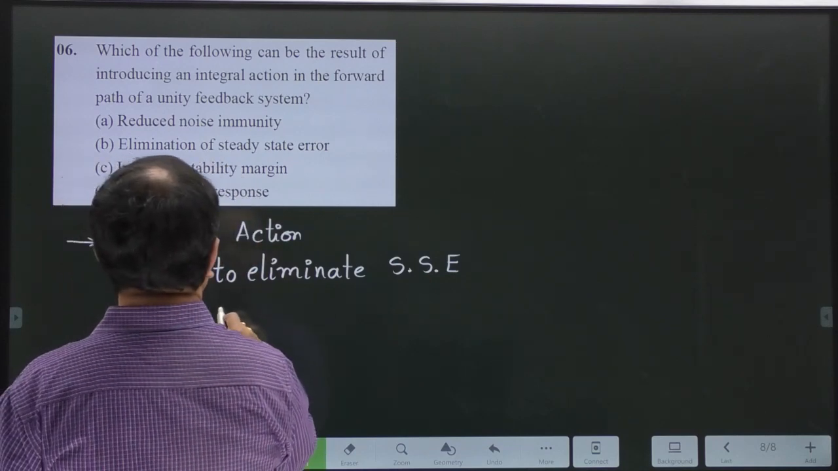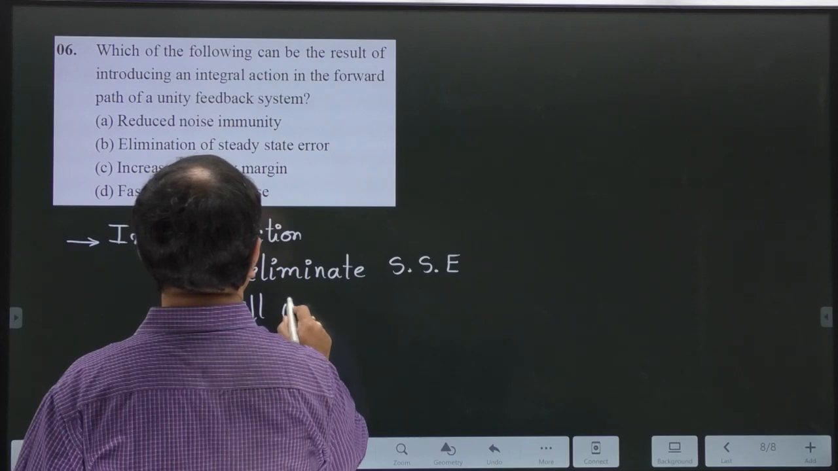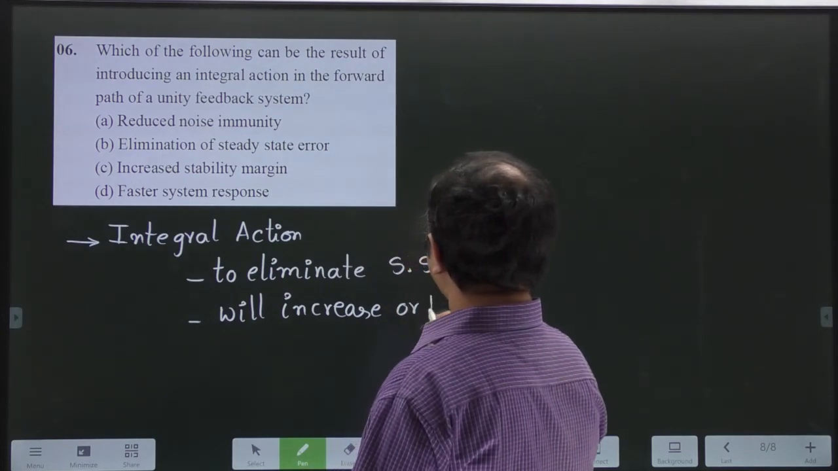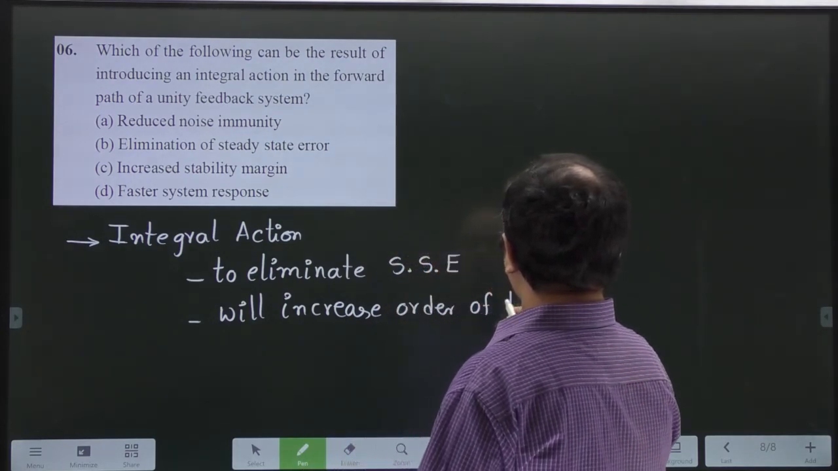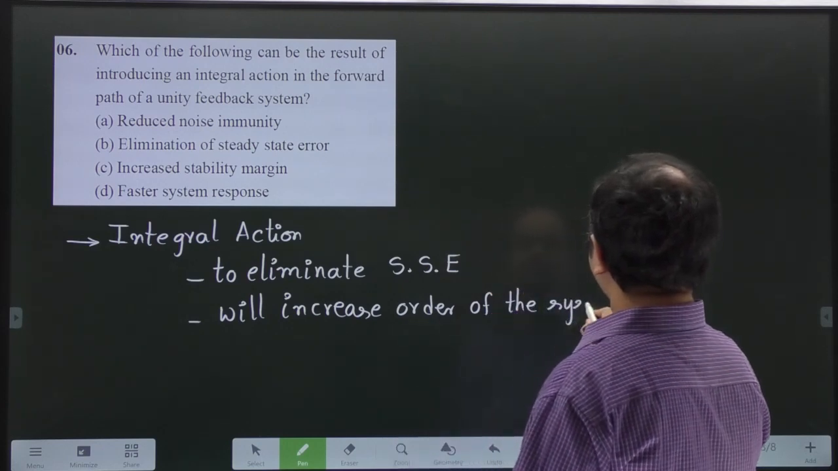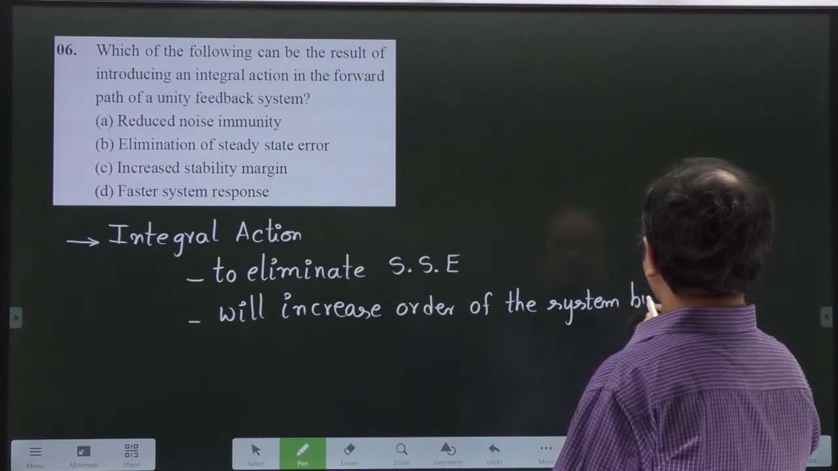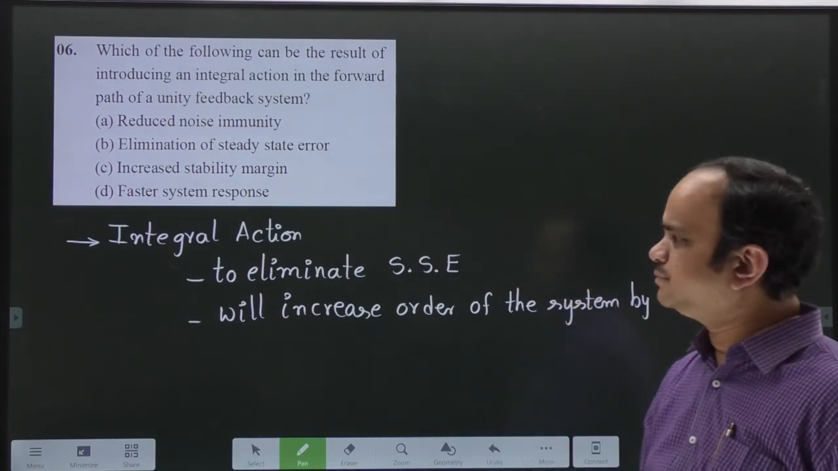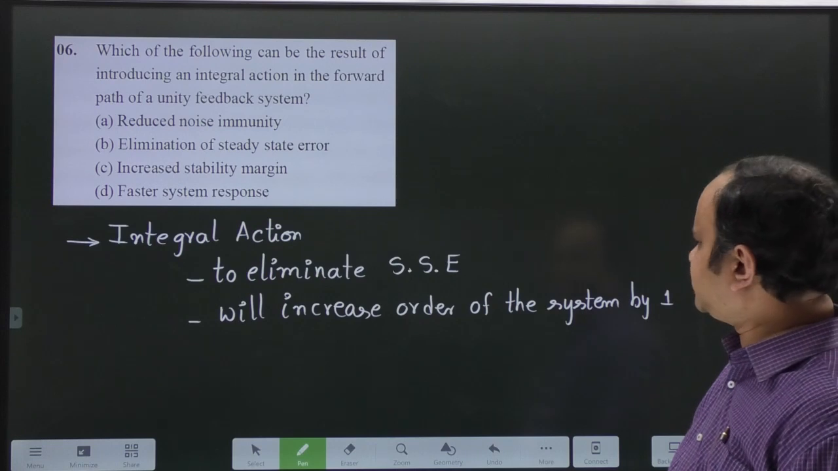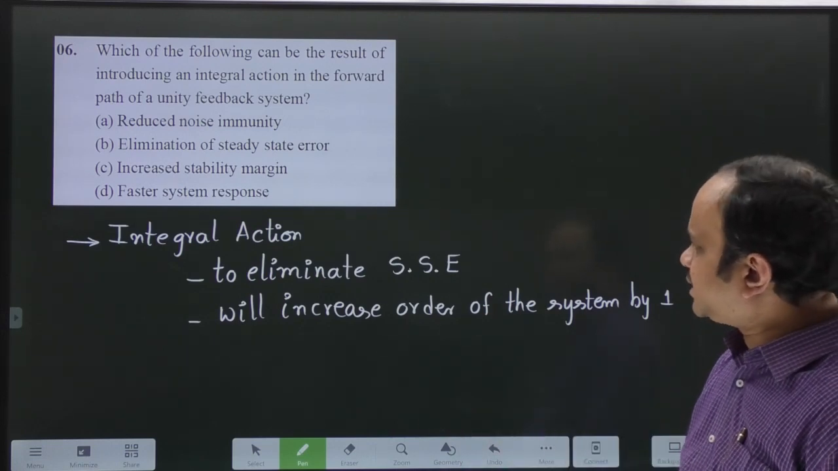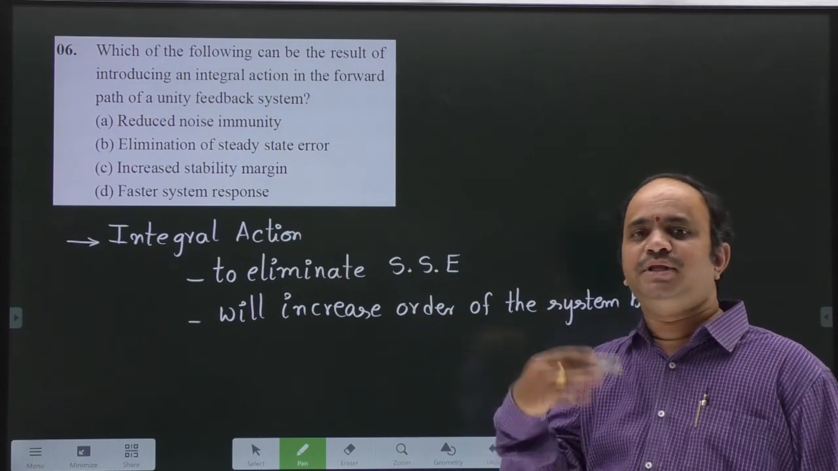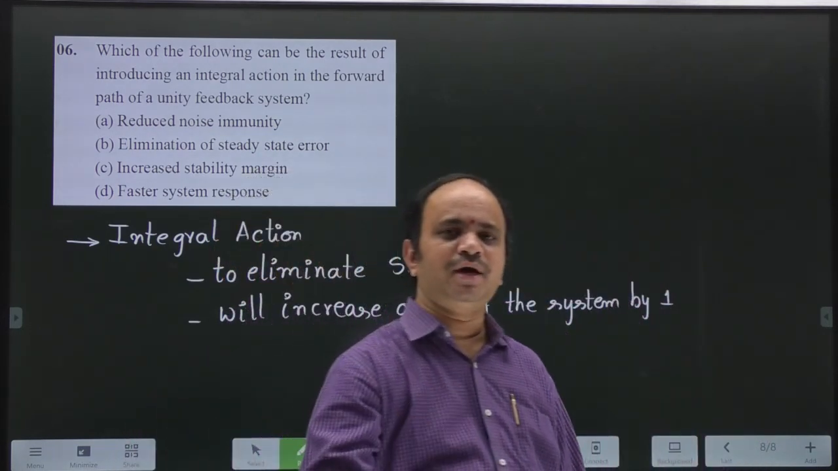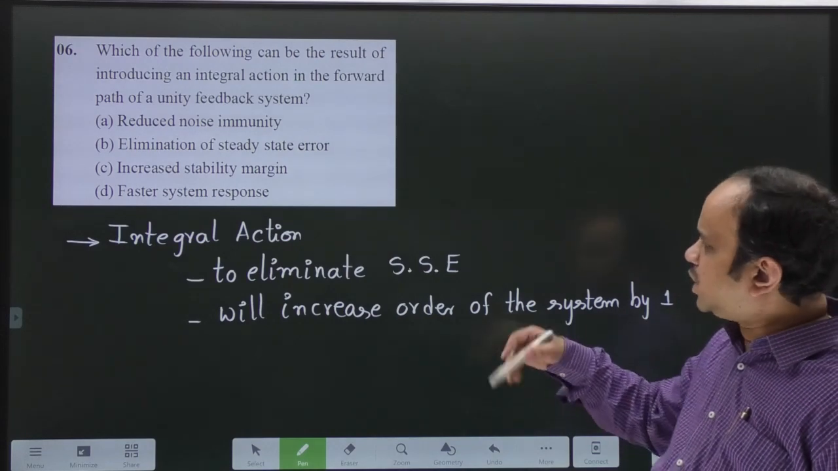Of course, it is not asked here, but one of the problems with the integral action is it will increase the order of the system by 1. Say for example, if the open loop system is a first order system, by employing the integral action, of course it can eliminate the steady state error, but the system becomes second order. For the second order system, if we introduce integral action, it will become third order system. Therefore, it will increase order of the system.